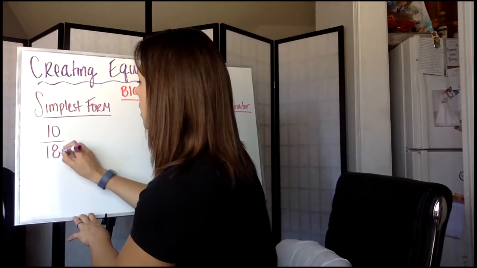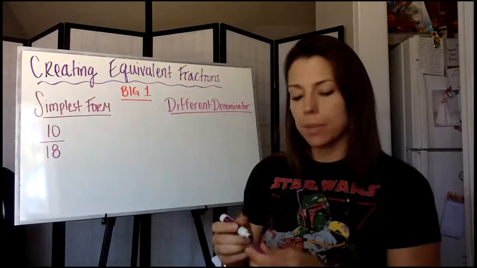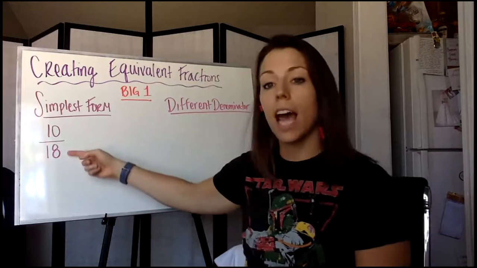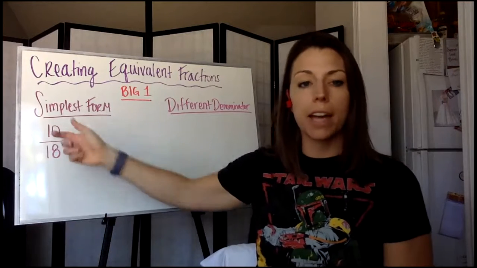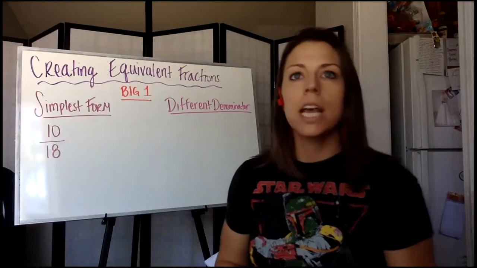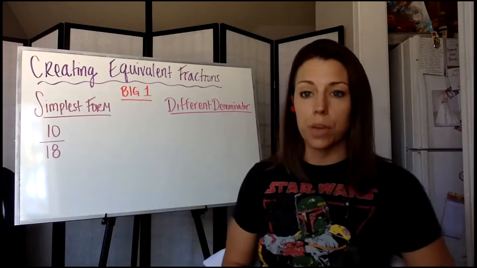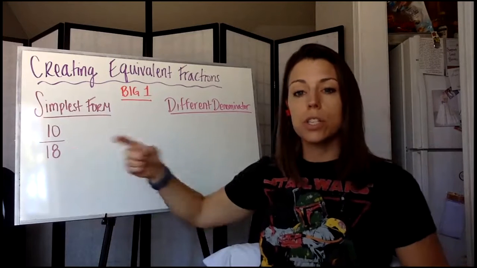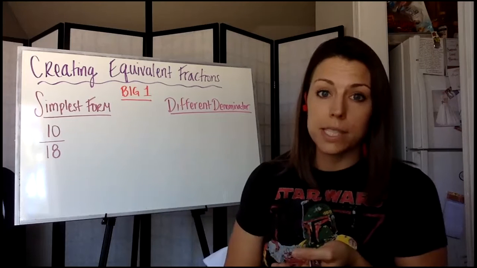10/18. This is a fraction that is not simplified, and the way that we know it's not simplified is because 10 and 18 have a factor in common. So you think about the different ways to factor 10, to write 10 as a product, and what comes to mind is 2 times 5 or 1 times 10. Really, those are the only ways. And for 18, you can do 1 times 18, 2 times 9, and 3 times 6.